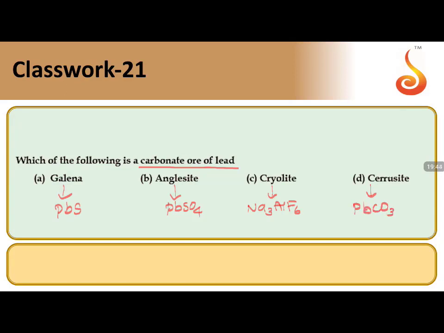Now, if you have all this, your answer is on the screen now. Which is the carbonate ore of lead? Yes, cerussite is the answer. Carbonate ore of lead. So the answer should be option D.